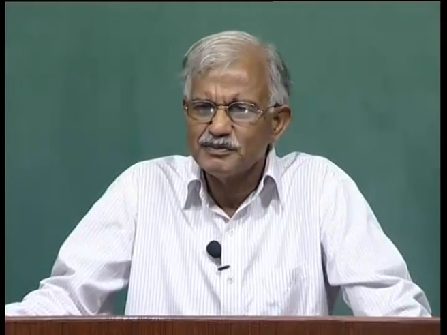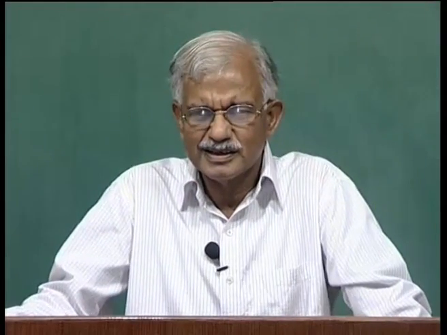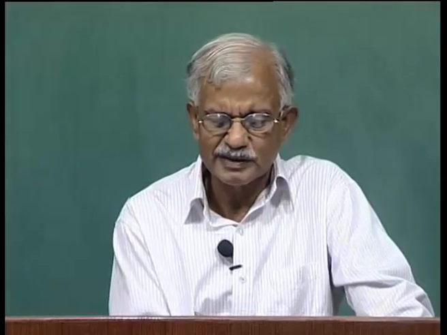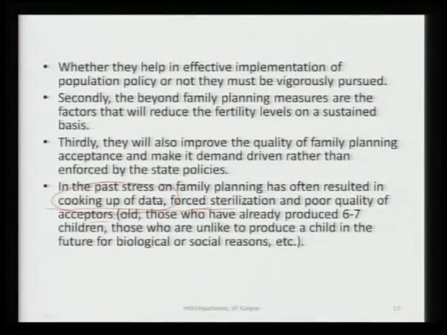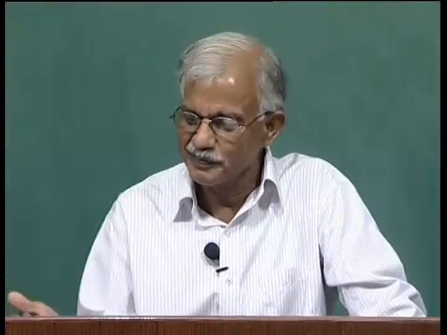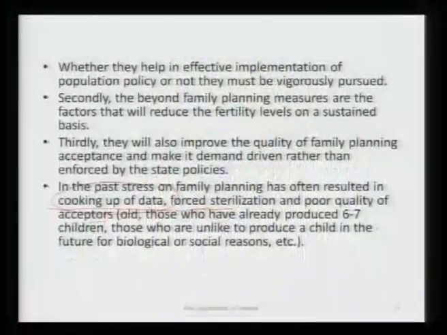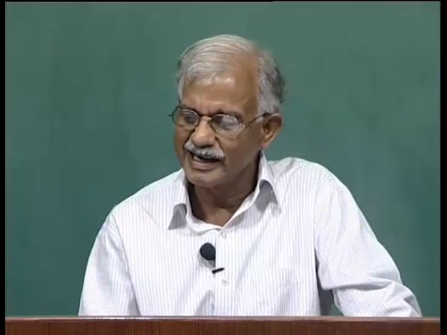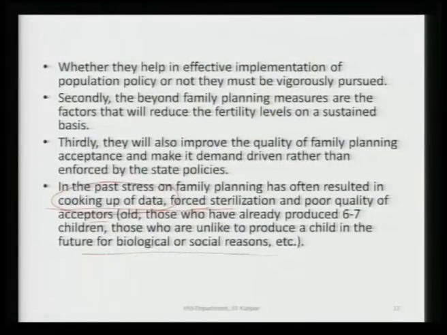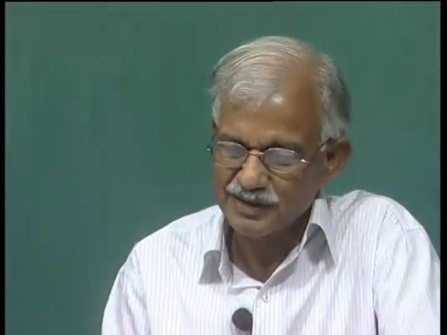Lots of fake cases. A very high percentage of fake cases came because of target orientation in sterilization, and poor quality of acceptors. You are sterilizing old people. During the emergency, when sterilizations were done at railway stations, old people were sterilized. Those who have already produced 6 or 7 children, what will be the impact on population growth? No impact. Fudgification, poor quality, and those who are unlikely to produce a child in the future for biological or social reasons, they have not produced a baby during the last 10 years and you are sterilizing them. So, that affects the quality of acceptance.